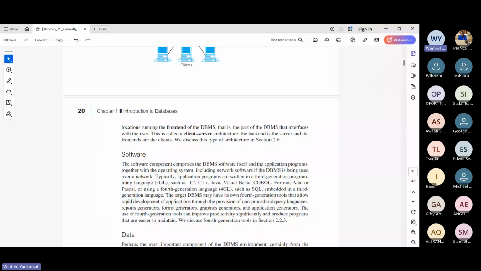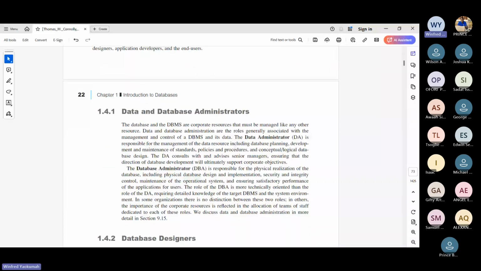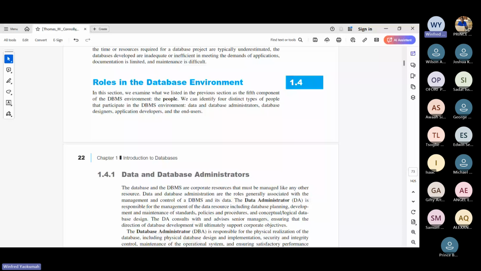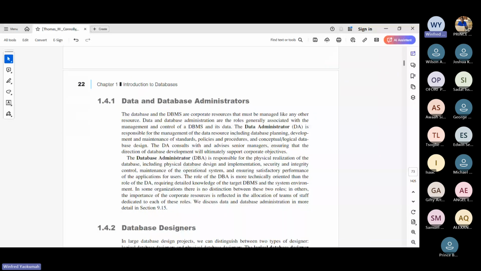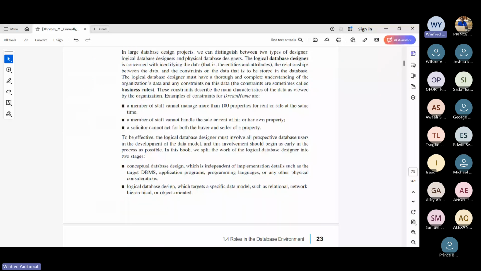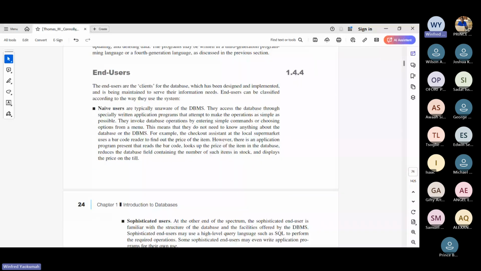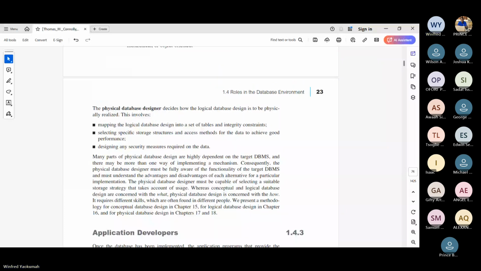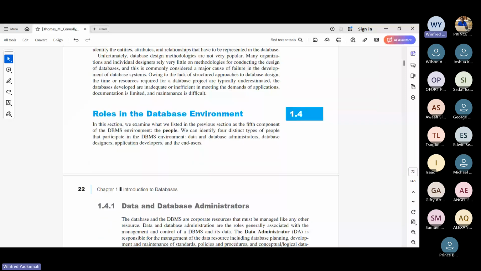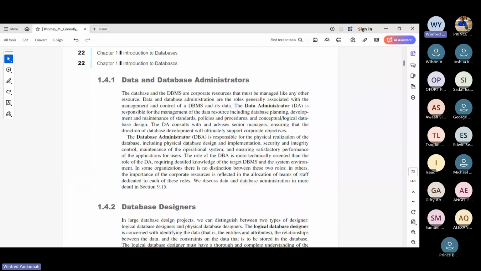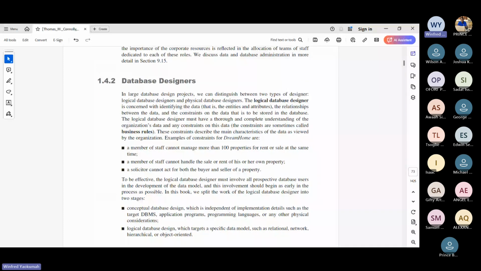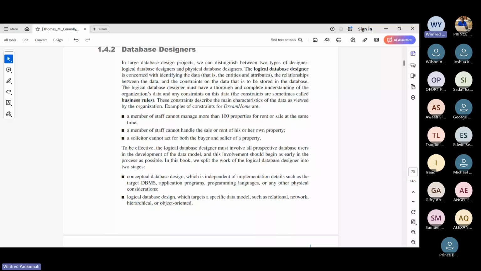I think we didn't talk about this, but we can do it in the next 3 minutes: the roles that are played in the database environment. So we have the database administrator, database designers, then we have application developers, end users. These are various roles people play in the database environment. You can read about what exactly they do. If you are a database administrator, what work do you do? Database designer. We'll also look at the application developers.